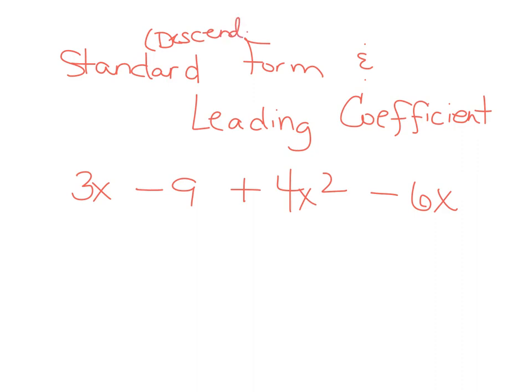Now, in honors algebra, they might use either of those. So if I look at this polynomial, 3x minus 9 plus 4x squared minus 6x, and I say write that in standard form, the first thing you have to notice is I have two terms that can be combined. 3x and negative 6x, I can combine into negative 3x. So I'm going to rewrite this polynomial as this, just to begin with.